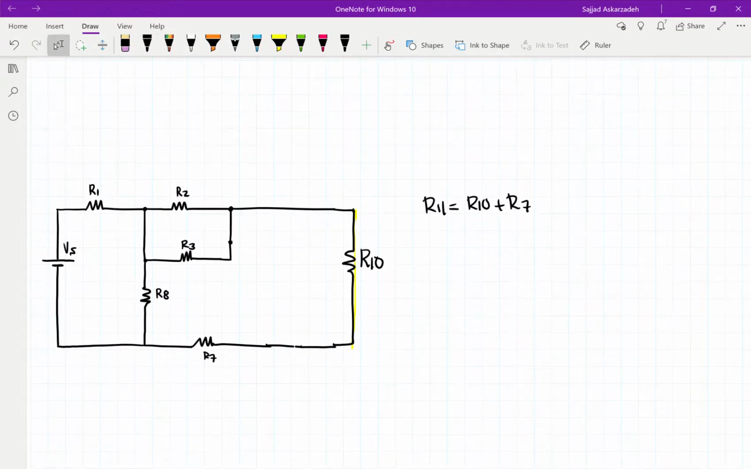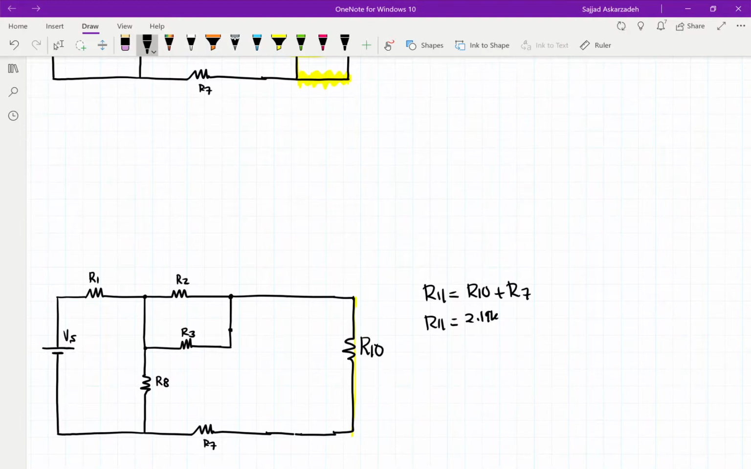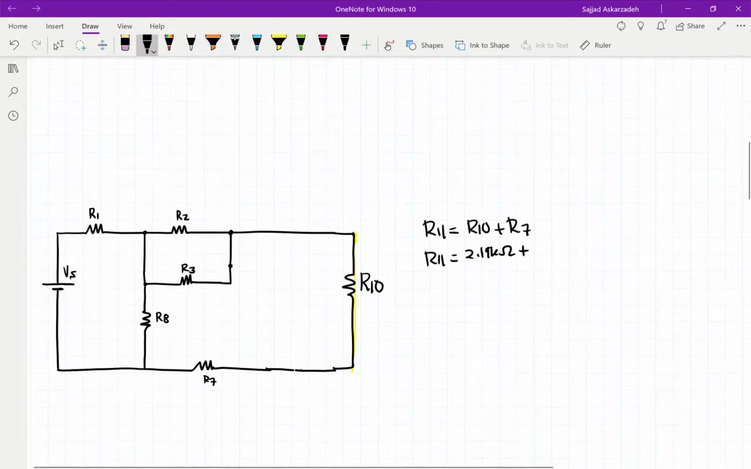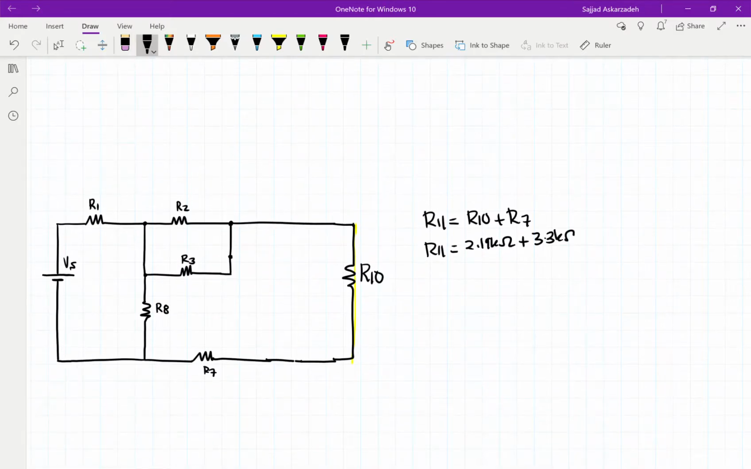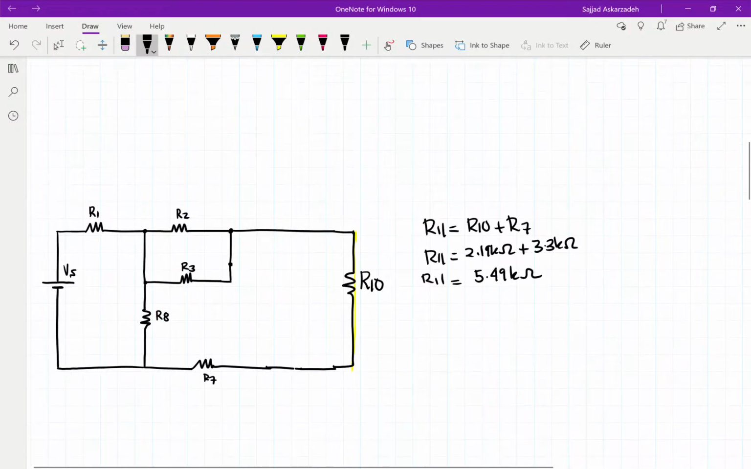Okay, R11. Now we can find out what R11 is. We know what R10 is based on our previous answer, which was 2.19 kilo ohm, and R7 is given in the problem, which is 3.3 kilo ohm. Adding these two together, we get 5.49 kilo ohm. Let's not forget that these two resistors are in series, so the current for IR11, IR10, as well as IR7 are the same.